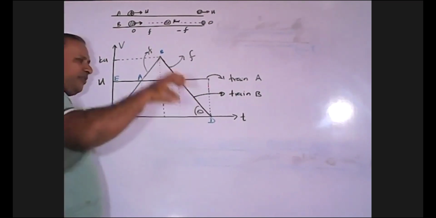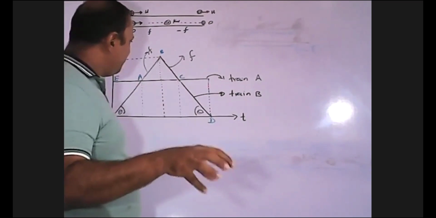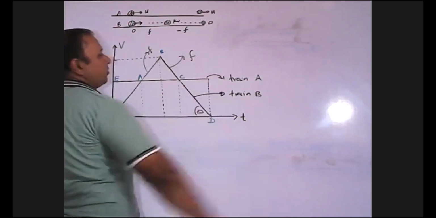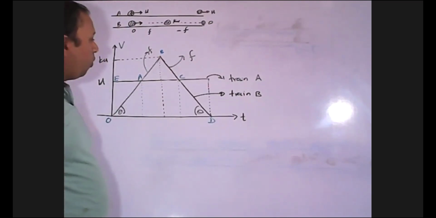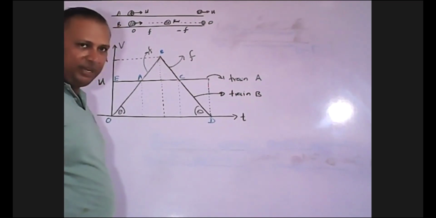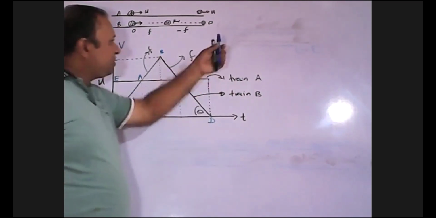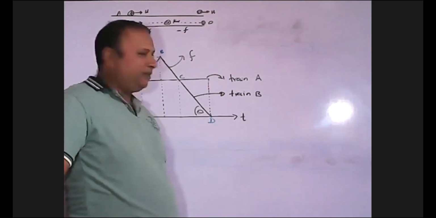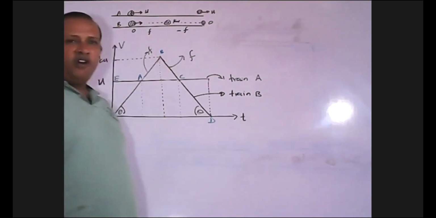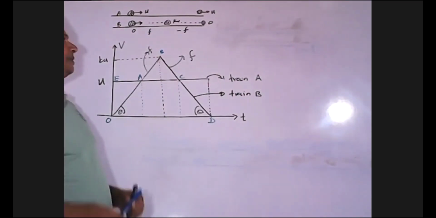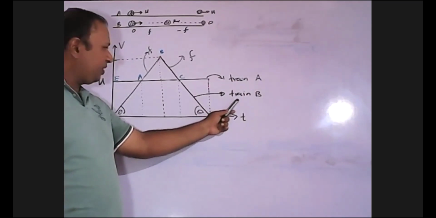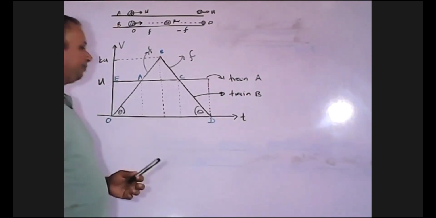So if train B overtakes train A, definitely the travel distance should be equal. No? Travel distance should be equal. Okay? Travel distance should be equal. Suppose the point where train B and train A, sorry.